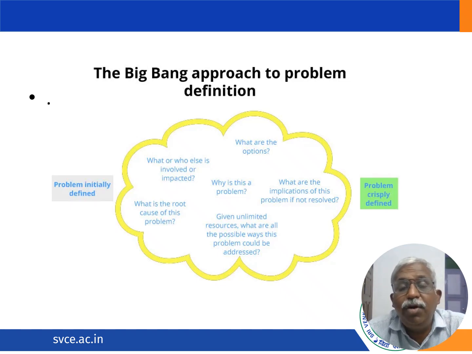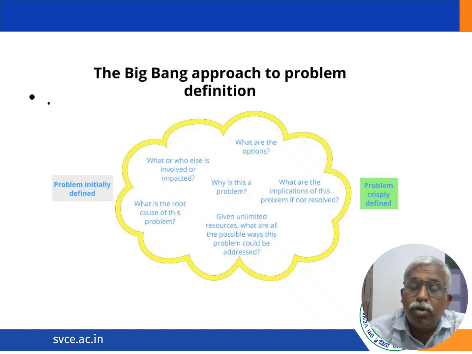Then we have the problem statement as the output. For that, we have questions: why, what, when, whom, where. These are the W-based questions. H-based questions: how many, how. These are the questions we should approach before defining the problem.